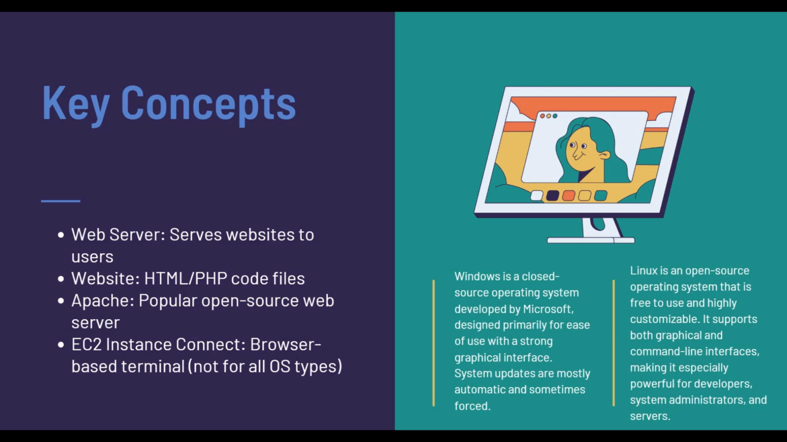So the key concepts are: a web server is just a computer that shows a website. Apache is a waiter that brings your website to whoever asks. GitHub is like a public notebook for code projects. We will copy one from that. And EC2 is a virtual computer we will set up on AWS.